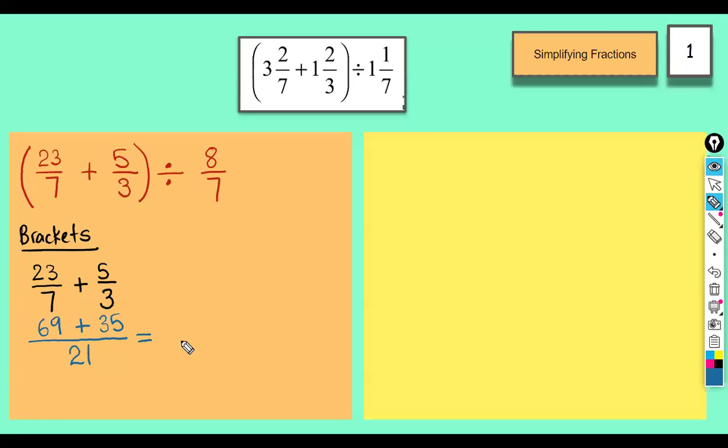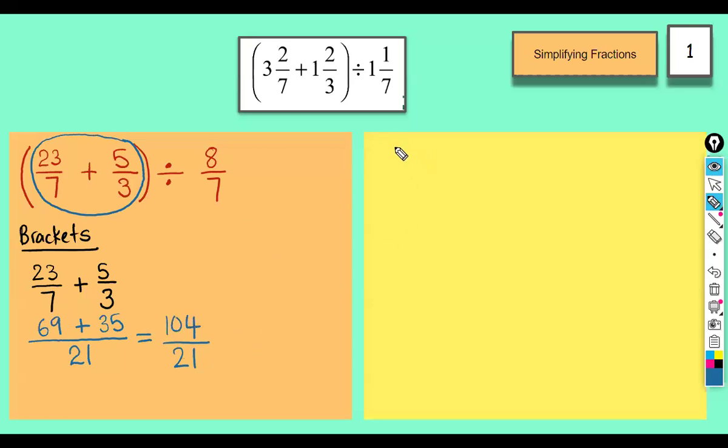I know we're not supposed to use our calculator, but I know some of you are still going to use a calculator to add 69 and 35. I am too. So I'm cheating a little bit. Sorry about that. How many people got up to there? But that's only the brackets part. We are obviously not finished. So when we work out the brackets part only, we get 104 on 21.